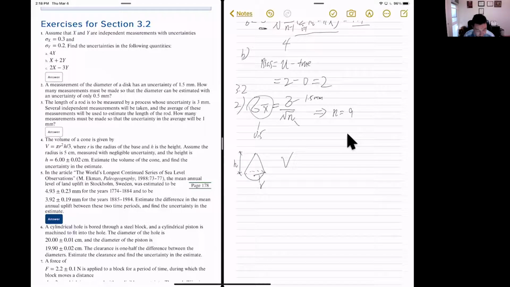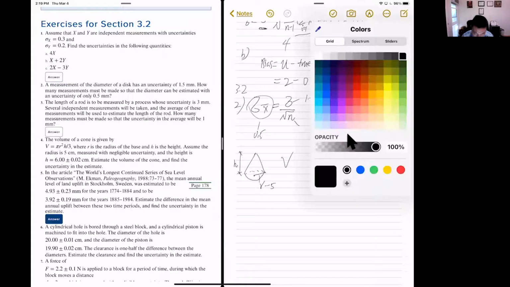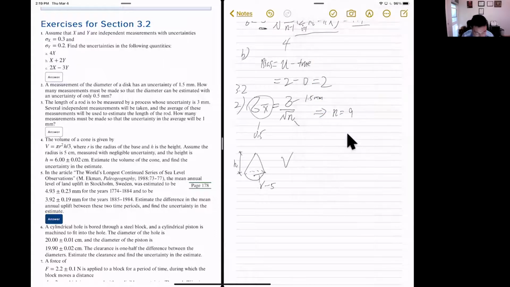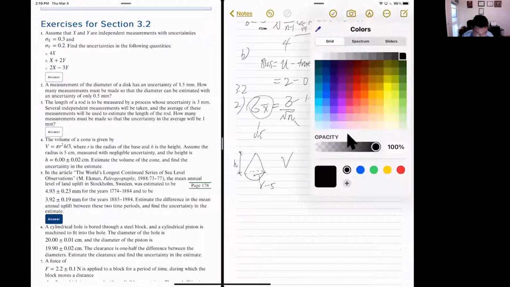Assume the radius is 5 centimeters. So radius is 5, measured with negligible uncertainty. So sigma is 0 for R. For height, h is 6 plus or minus 0.02 centimeter.